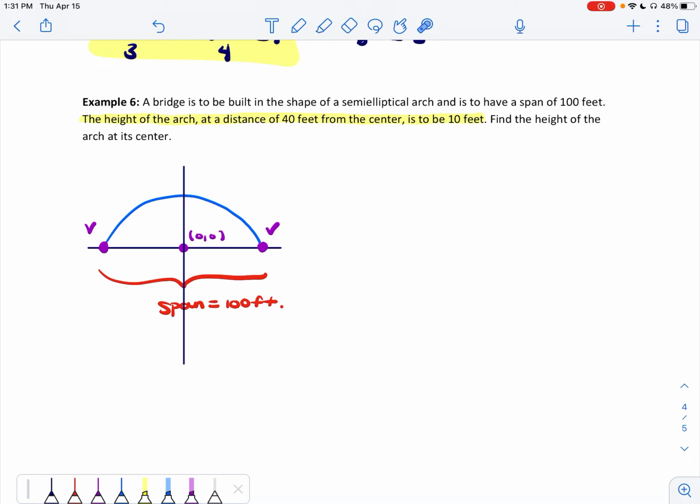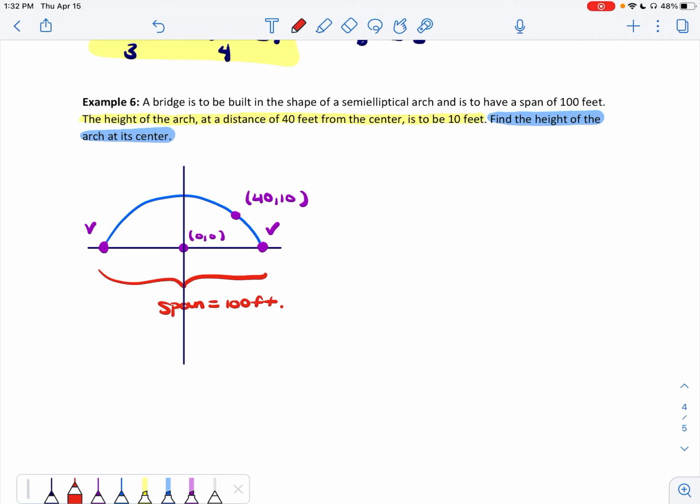So basically what that's saying is here's our center. If we go 40 feet out from the center, then the height of the arch at that point is 10 feet off of the ground. So essentially this is just giving us a point on our ellipse at (40, 10). So it's just giving us an ordered pair. Okay. All right, now the question is to find the height of the arch at its center.